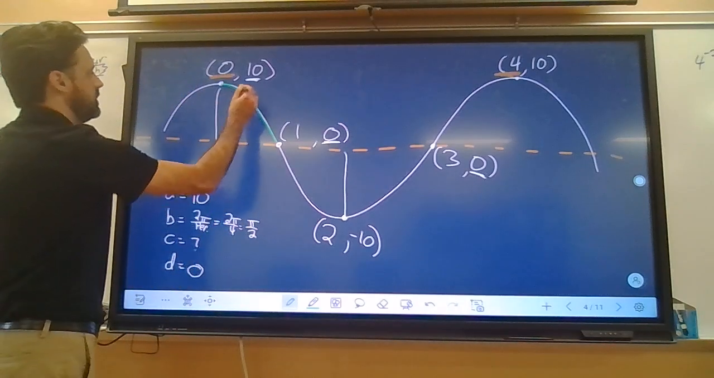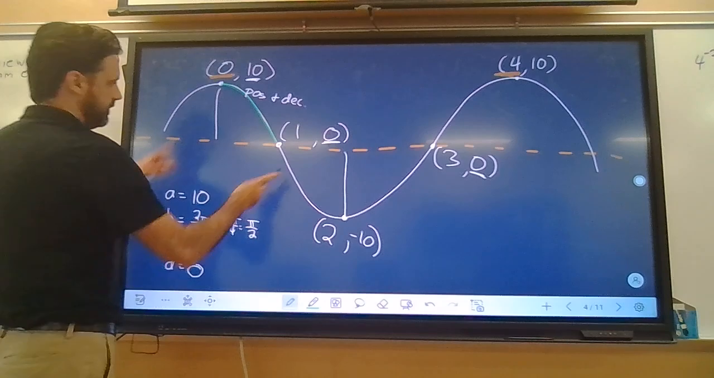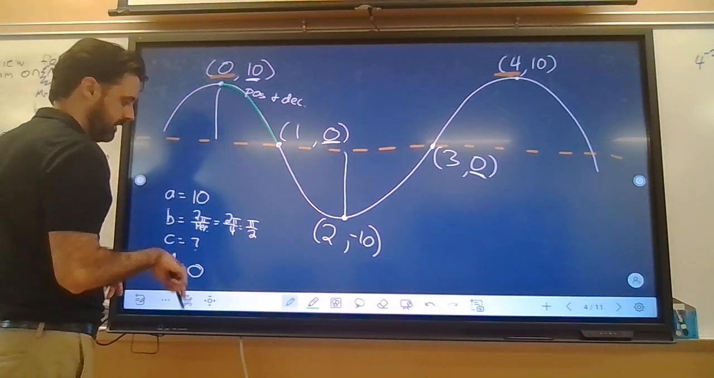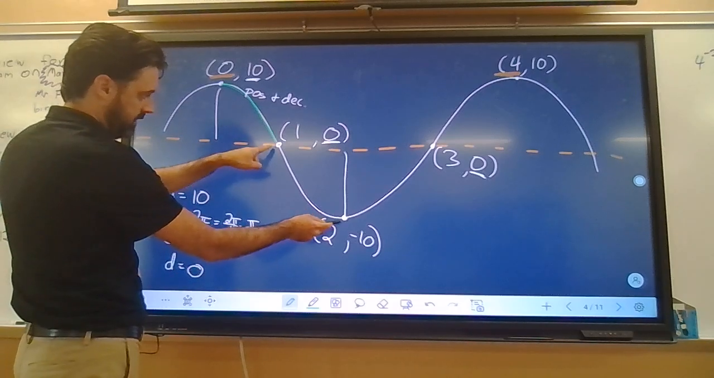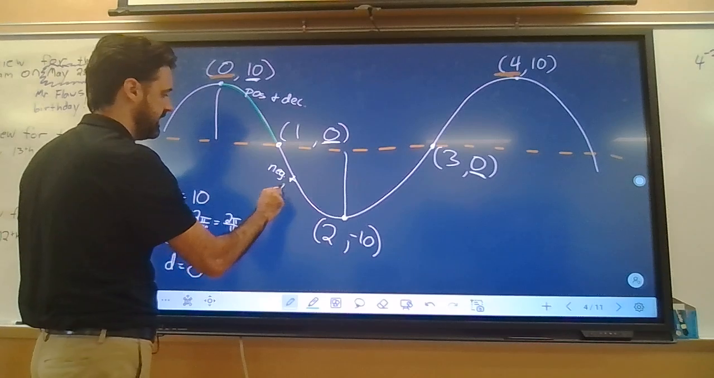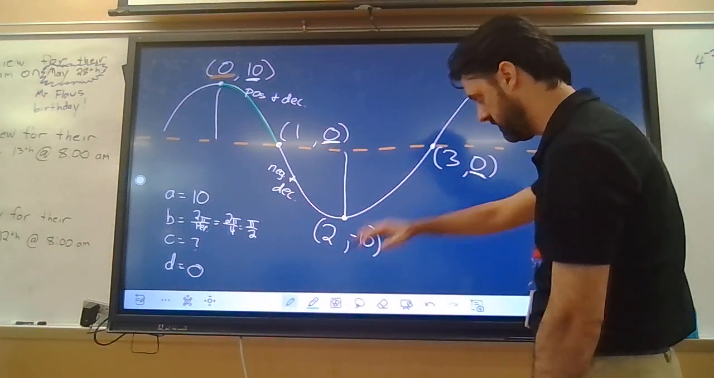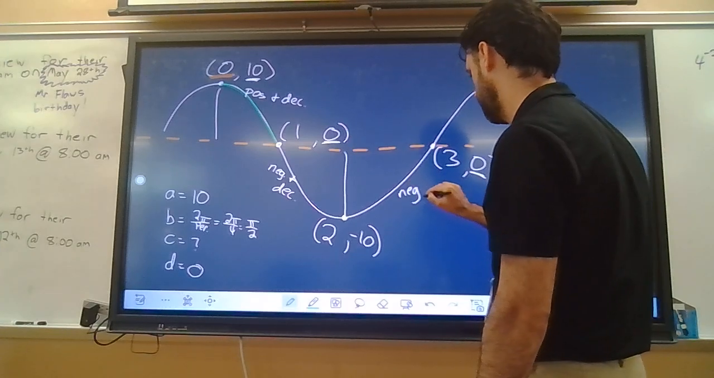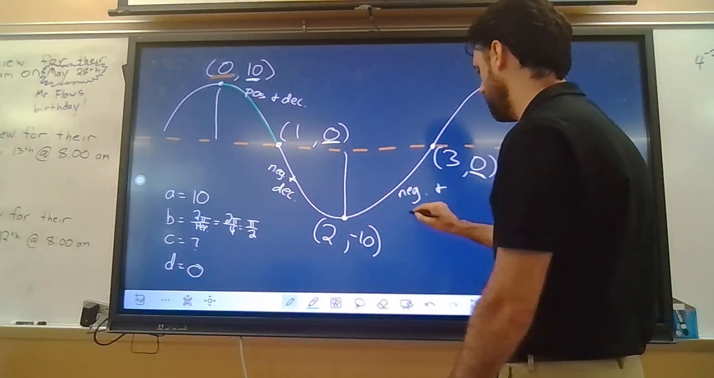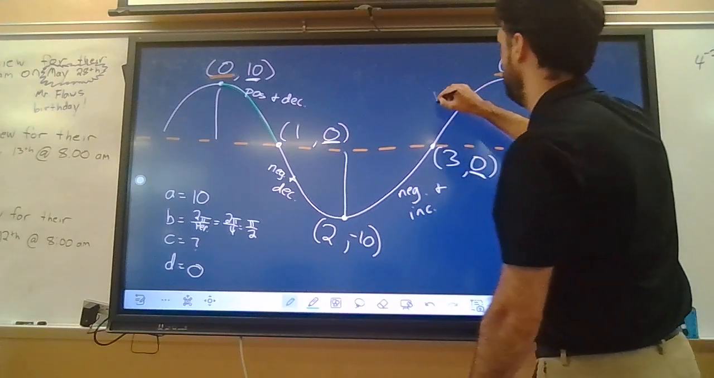All right, so for this, you should have gotten positive and decreasing. Why is it positive? Well, the y values are positive, in between 0 and 10. It's decreasing because it's going down to the right. Then, for this portion, the y values are now negative, and the function is still decreasing. It's still going down to the right. For this part, the y values are still negative, in between 0 and negative 10. But now the graph's going up. So it's negative and increasing. And then lastly, our y values would be positive, and the graph's going up, so positive and increasing.